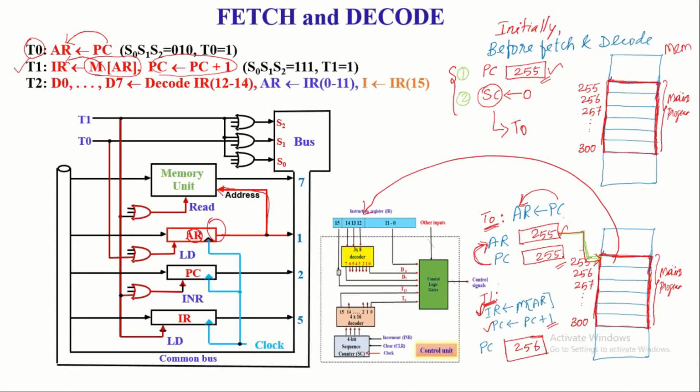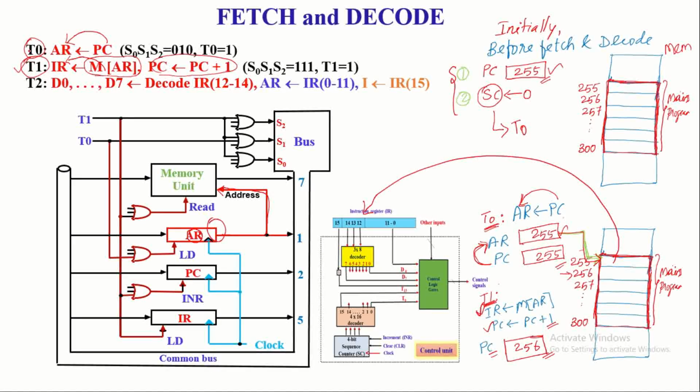Earlier it was holding 255. After the increment, it will be holding 256. So now it is the address of the next instruction in the sequence. Now the program counter is ready for the instruction cycle of the next instruction. These two micro operations need to be performed in the timing signal T1.